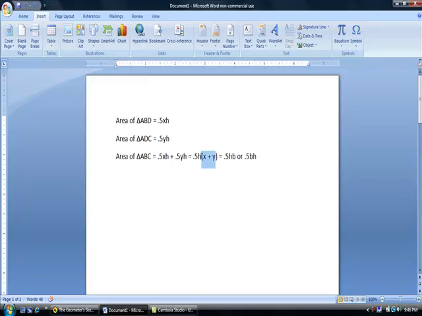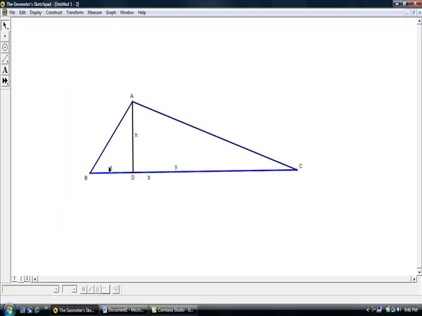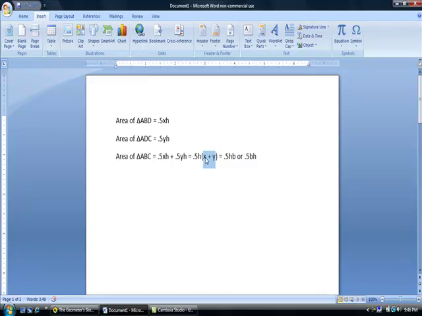Okay, but what in the heck's x plus y? X plus y, if you look, well, this was x, this is y. If I add those together, I get the length of my base here. So I just took x plus y and I replaced it with b. So my area for this is 0.5 base times height also.